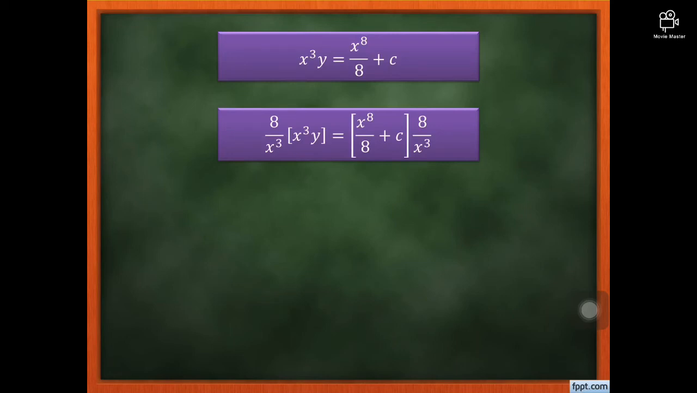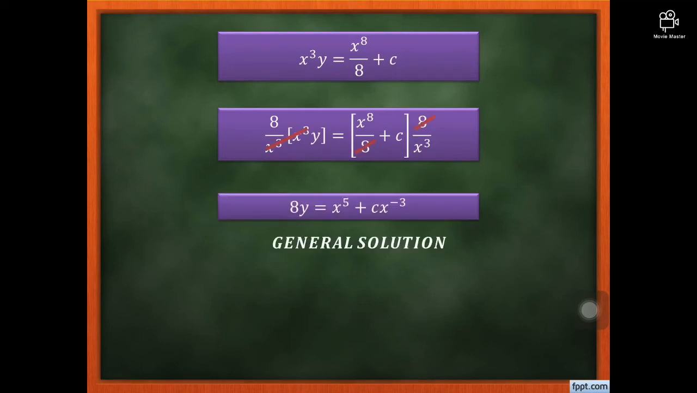So, dapat po si y lang po sa left side. Always remember, ang variable po sa left side should always be the y. So, that gives us that 8y is equal to x raised to 5 plus cx raised to negative 3. So that is the general solution.